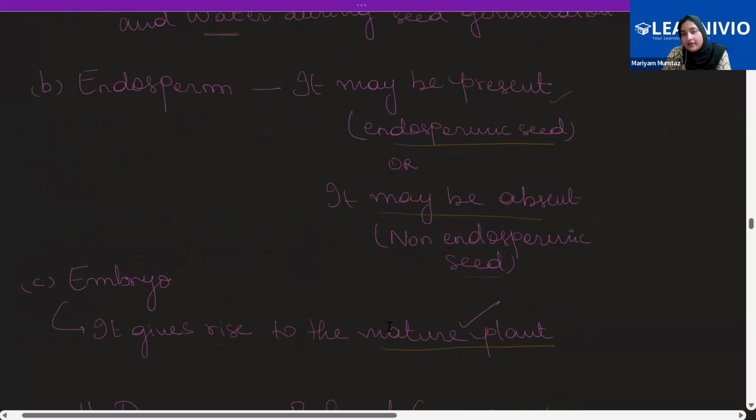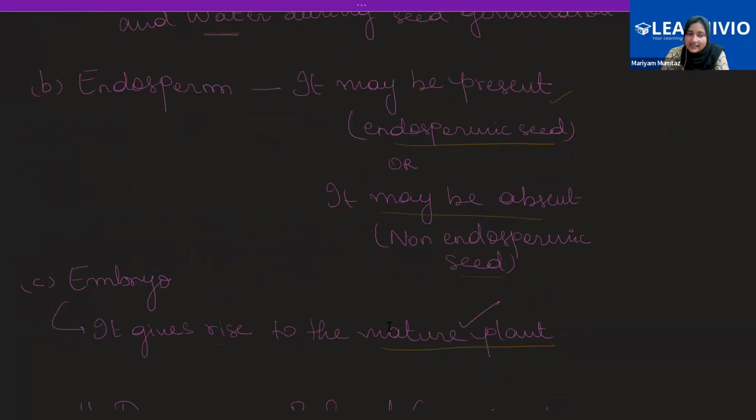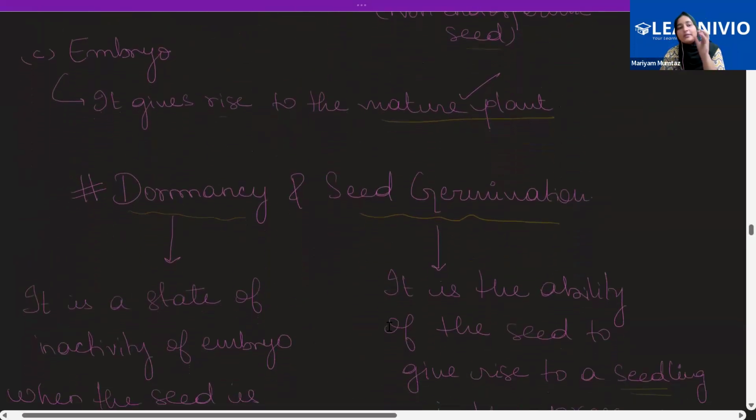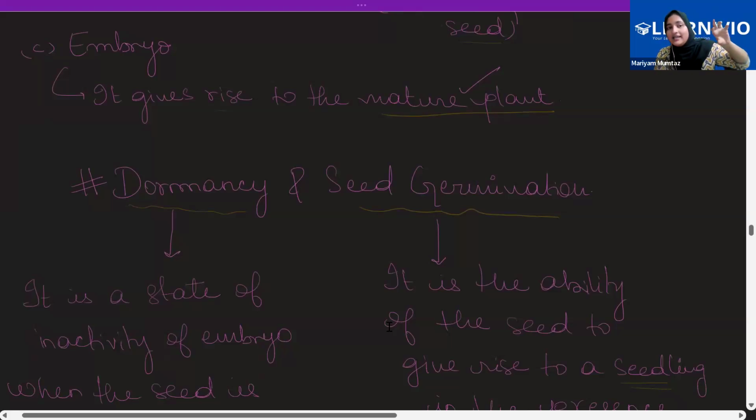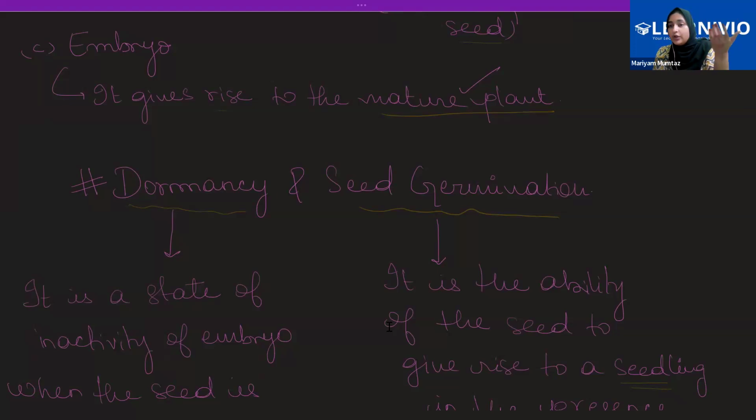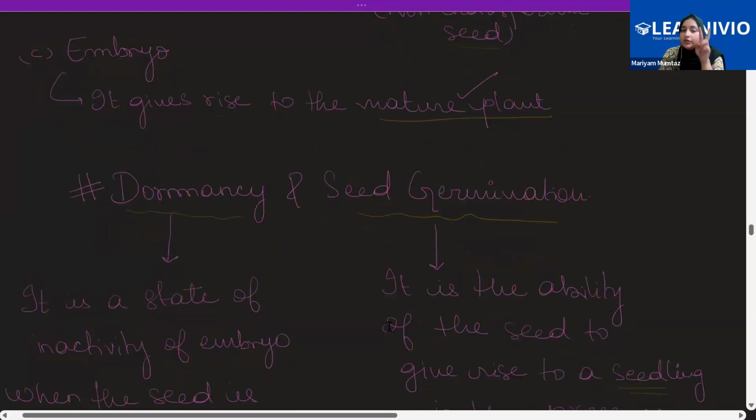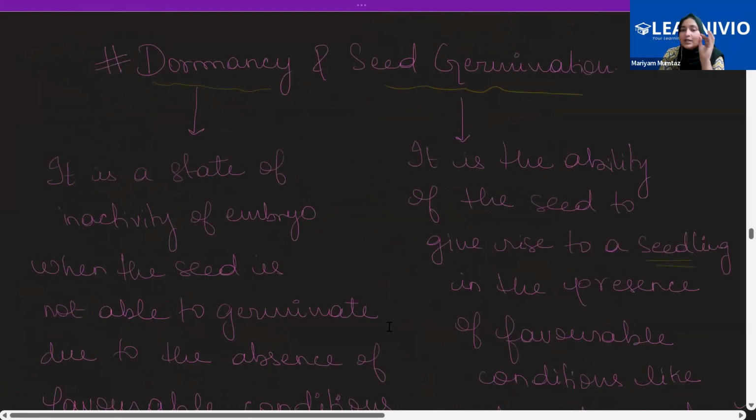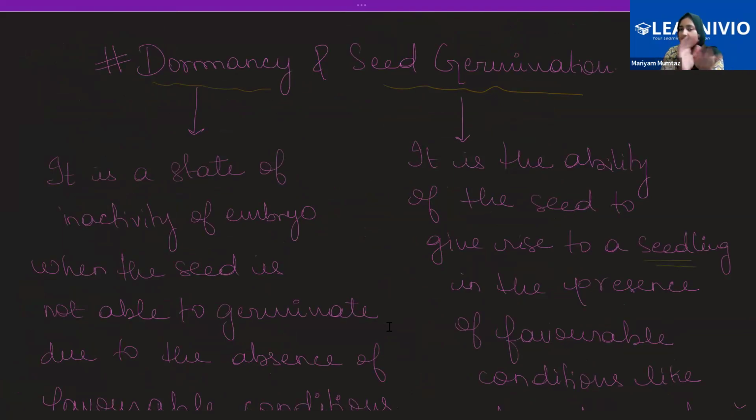You already know endosperm, it may be present, it may be absent, but it is a part of the seed. And then the embryo. The embryo is the part present very inside, which has the capability to give rise to the new mature plant. Now this was about the seed. Now there are two phenomena associated with the seed, and that is dormancy and seed germination. Both of them are opposites of each other.